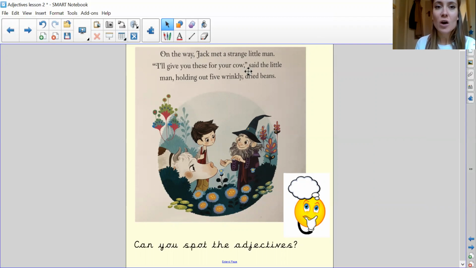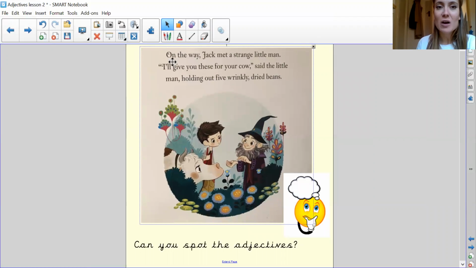You ready? On the way, Jack met a strange little man. "I'll give you these for your cow," said the little man, holding out 5 wrinkly dried beans. So let's have a look again at that first sentence and then see if we can spot the adjectives. On the way, Jack met a strange little man. So what words has the author used to describe the man? Can you tell me?